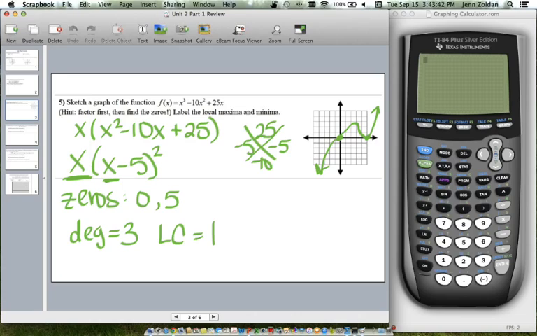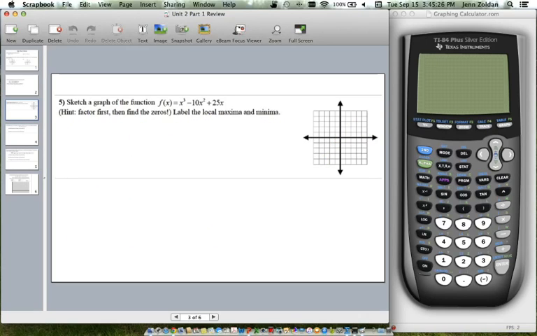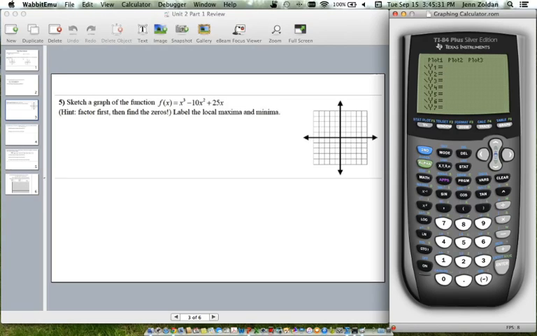Now another way that you can do this is to graph it on the calculator to get a shape. So let's look at the calculator. So in the calculator I'm going to go to y equals, and I'm going to type in x cubed, so x to the third, minus 10x squared plus 25x. Now in the calculators in the classroom you would see this 3 as an exponent, but it does mean the same thing with that little caret and then the 3. So let's go ahead and hit graph.